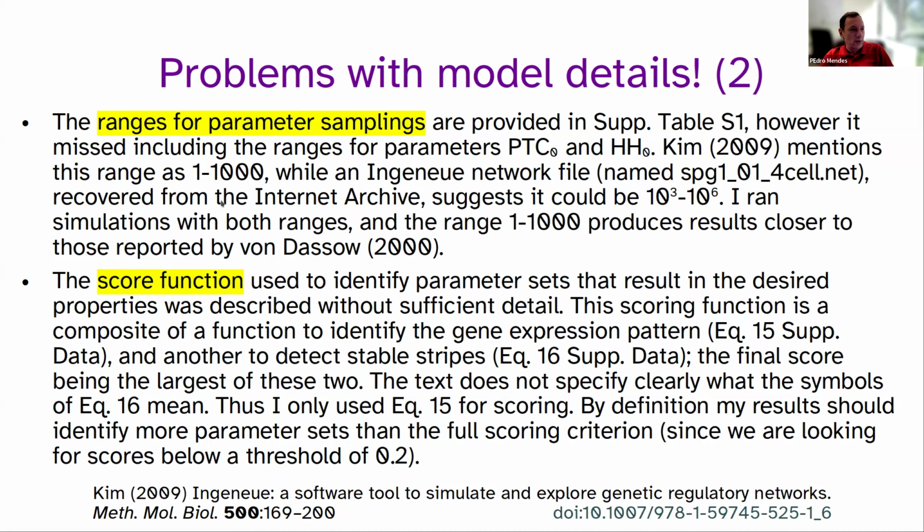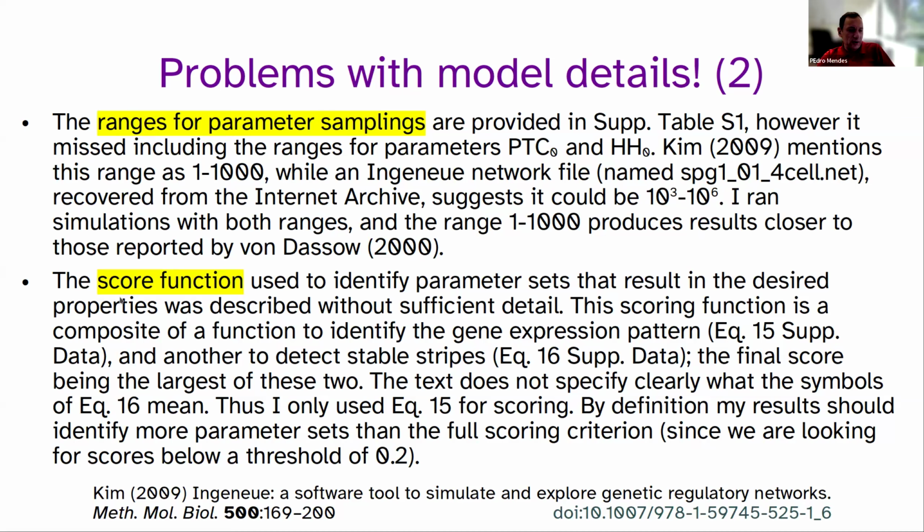So there was a question whether it's this one or that one. I tried both, and it seems like the 1 to 1,000 is the one that has the values that seem to be correct. However, as you can see, this was mentioned in the paper 9 years later than the original. Then they use a score function to identify parameter sets. I could not replicate that because, again, they don't specify everything in that function.